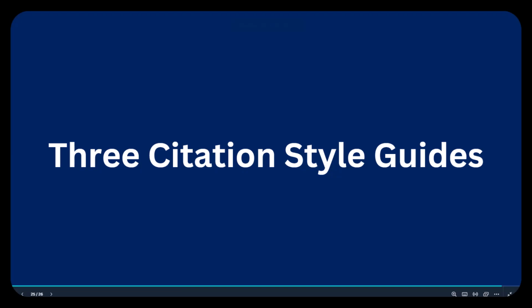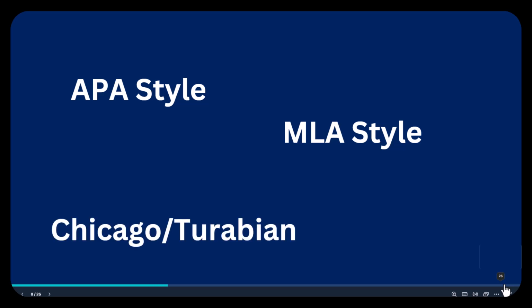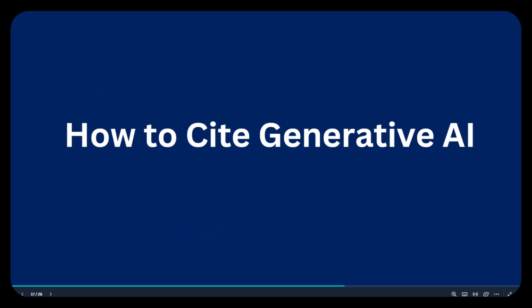In this video, we will be taking a look at what 3 citation style guides say about how to cite generative AI. These 3 citation style guides are, first, the APA style, second, the MLA style, and third, the Chicago Turabian style, hereafter referred to as just the Chicago style. Now, on to how to cite generative AI.